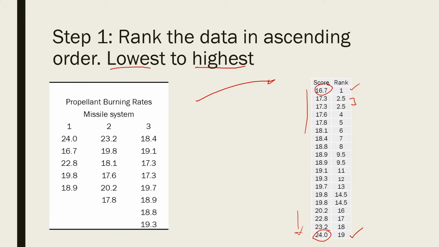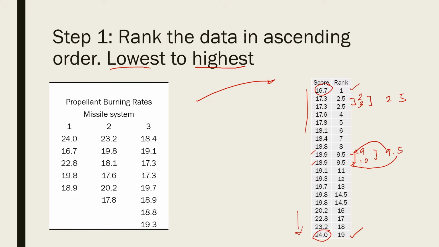For instance, you have 17.3 twice, and this is because we have to rank them 2 and 3. But since they are the same value, we have to get the average of 2 and 3, which is 2.5. Same is applicable for repeated measures 18.9 and 18.9. This would be ranked 9 and 10, and we would get the average, which would turn out to be 9.5, and assign that rank to both of them.